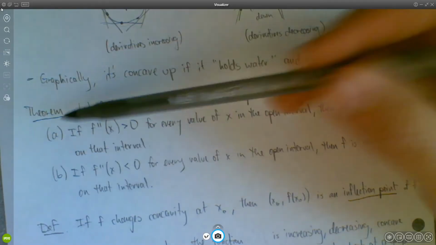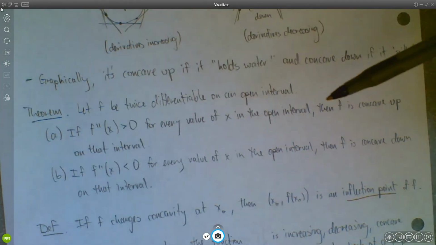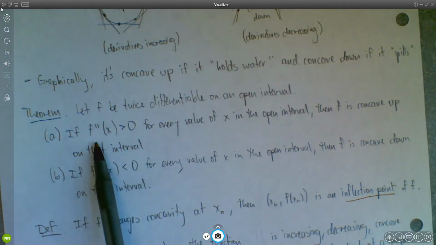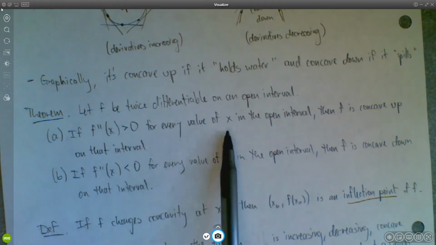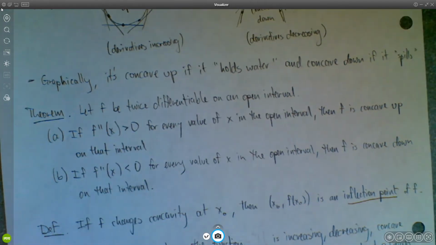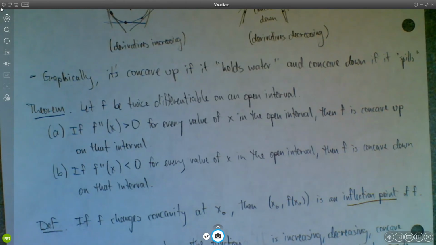So that leads to this theorem, right? So let's say that f is a twice differentiable function on some open interval. If the second derivative is positive for every value of x in the open interval, then f is concave up on that interval. And then if the second derivative is negative on that interval, then f is concave down.